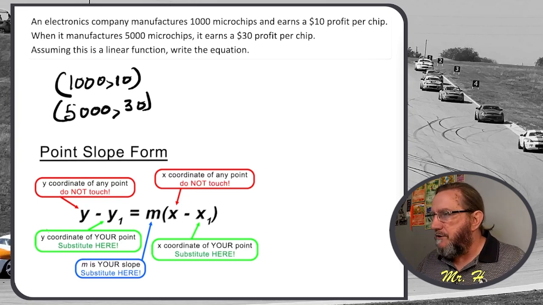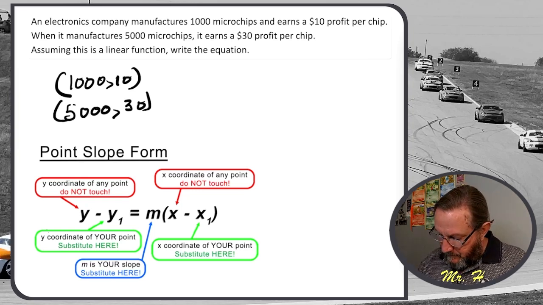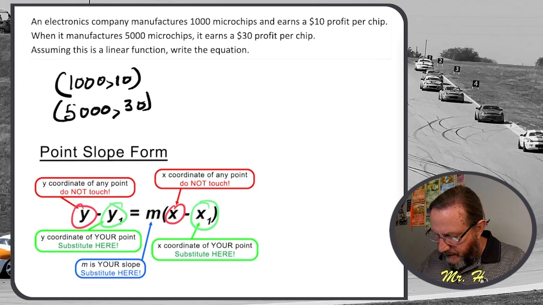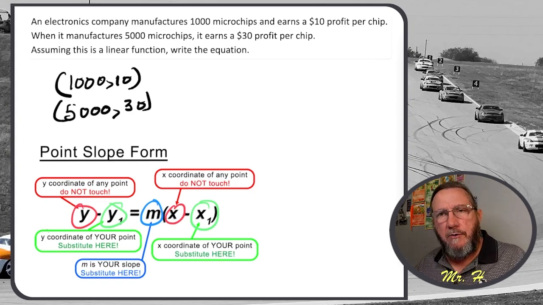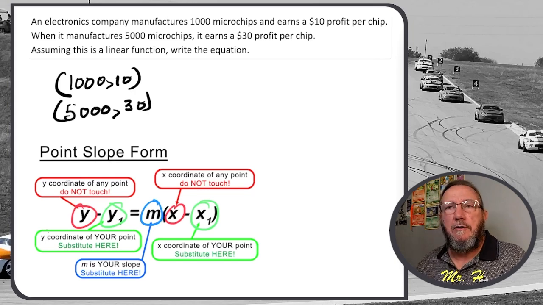Remember, there are parts of it that we do not touch. We don't touch this y right here, and we don't touch that x. We are going to make a substitution for the y sub 1 and x sub 1, and we're going to make a substitution for the slope. First things first, we don't know the slope. How are we going to get that? We are going to use the ratio, the change of the y values compared to the change of x.